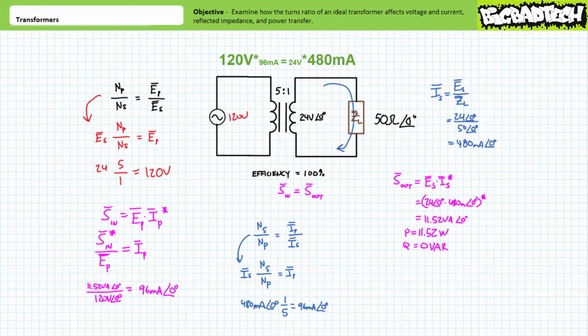In summary, given output voltage is 1/5 of input voltage, output current will be 5 times input current. Put another way, given input voltage is 5 times output voltage, input current will be 1/5 times output current. Either way you look at it, there is a directly proportional relationship between turns ratio and voltage, and an inversely proportional relationship between turns ratio and current.